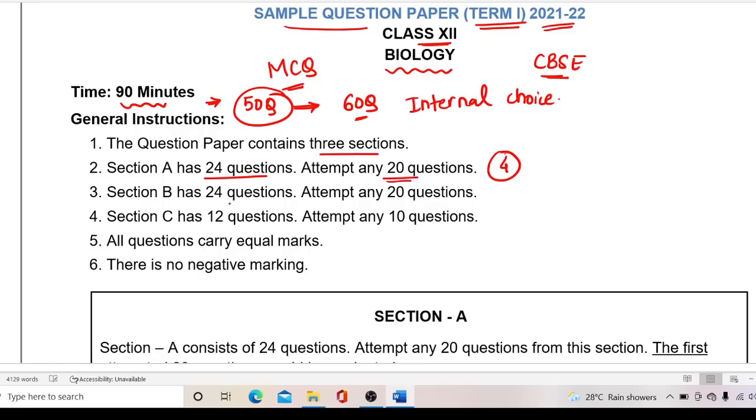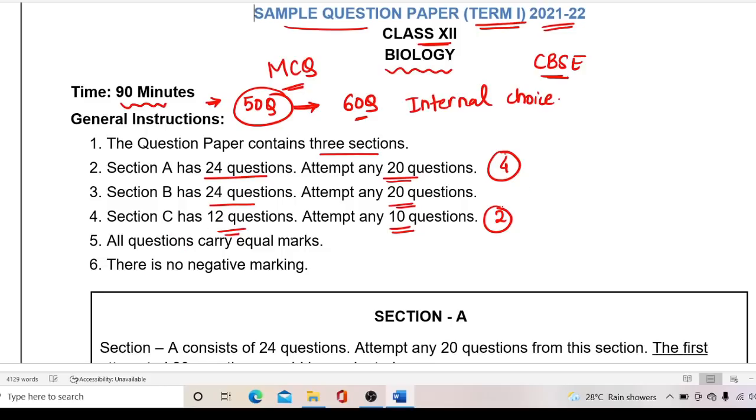And section B, it is also 24 questions. Again, you have to attempt only 20 questions. And in section C, you will be given 12 questions. And from that 12 questions, you have to attempt only 10 questions. So that means 2 questions के आपके पास alternate chances हैं.